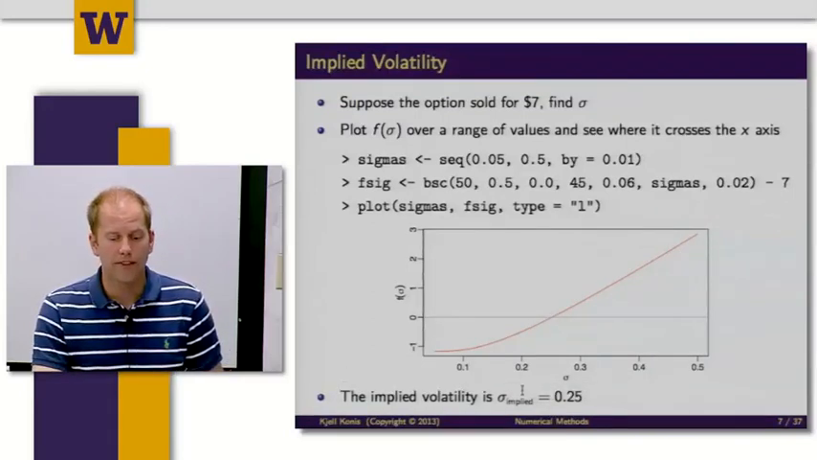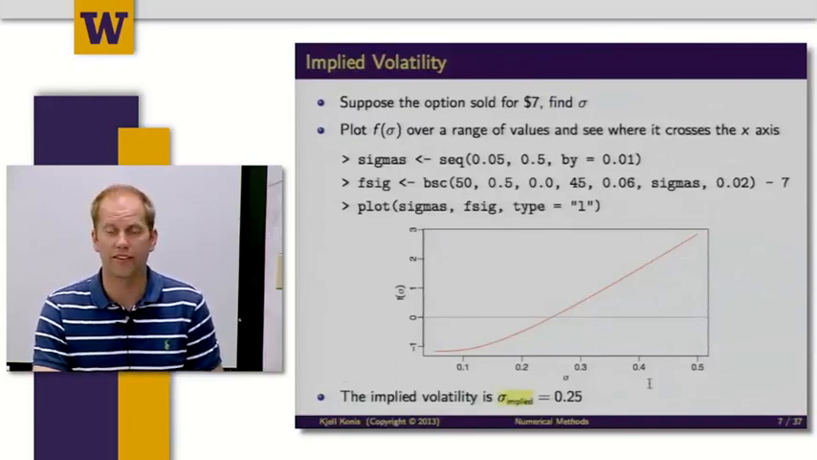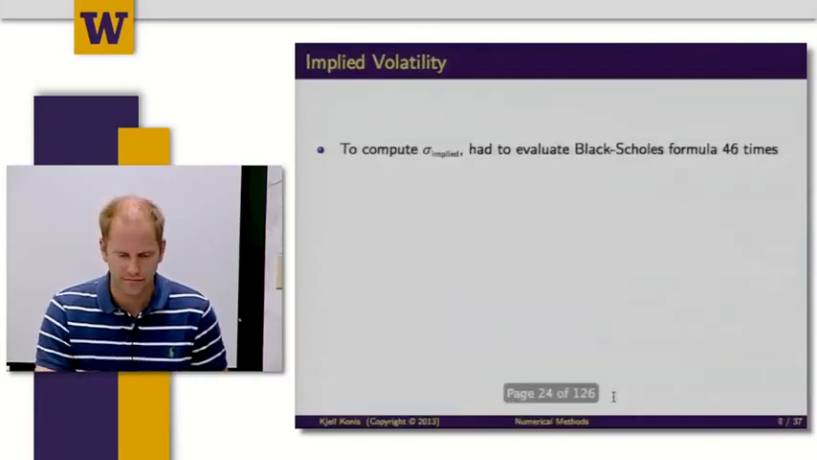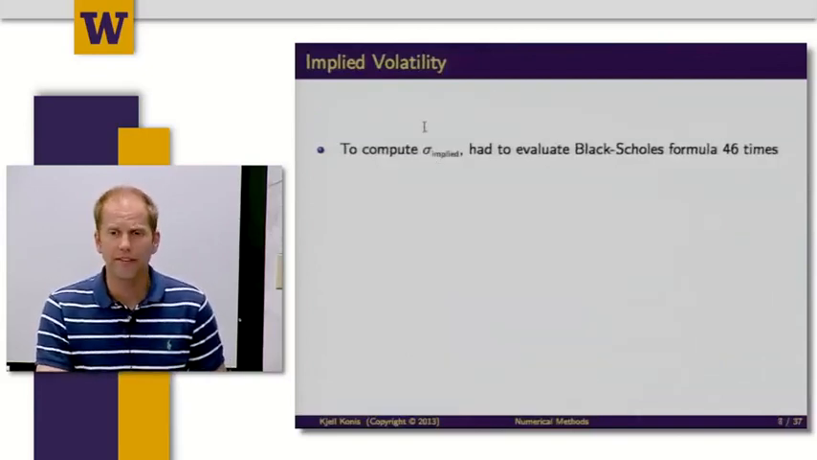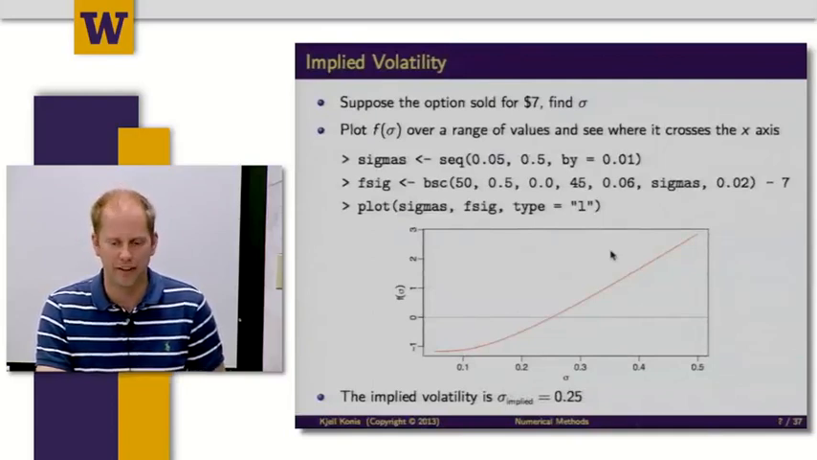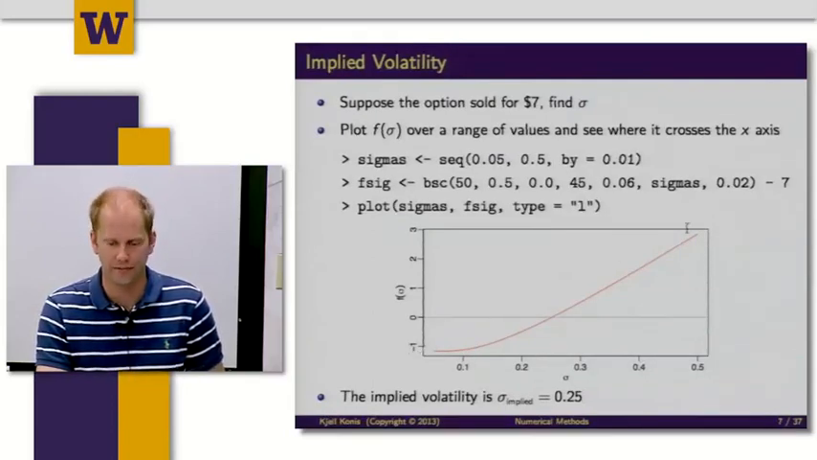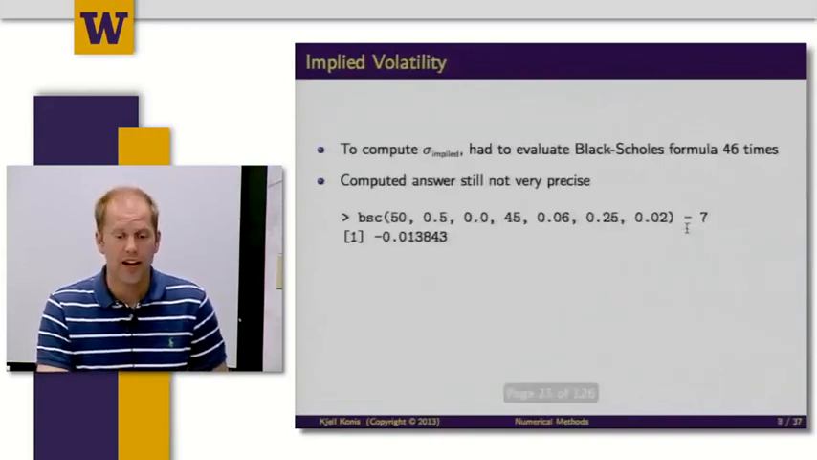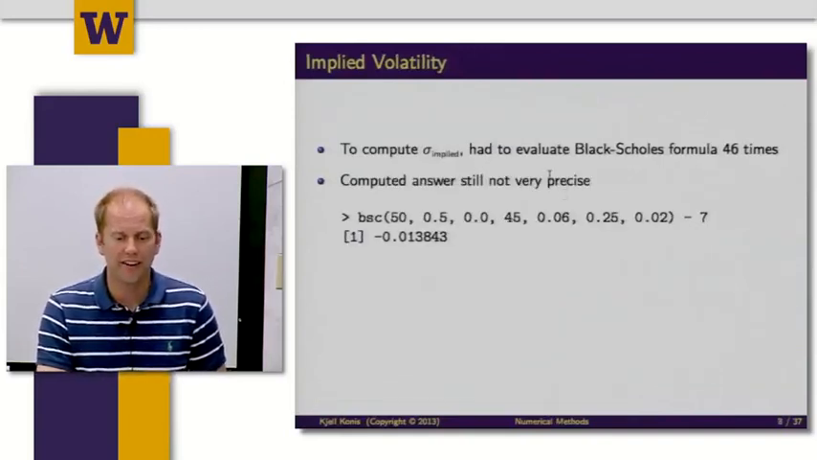So that gives me an implied volatility. So I denoted that sigma sub implied. I think the book called it sigma sub imp of 0.25. And so this is a valid way of coming up with an implied volatility, but to do that, I had to evaluate the Black-Scholes formula 46 times. And if you look at this plot, I evaluated a whole lot over here where it really wasn't telling me very much, and I did the same thing over here. And still, the computed answer is not very precise.